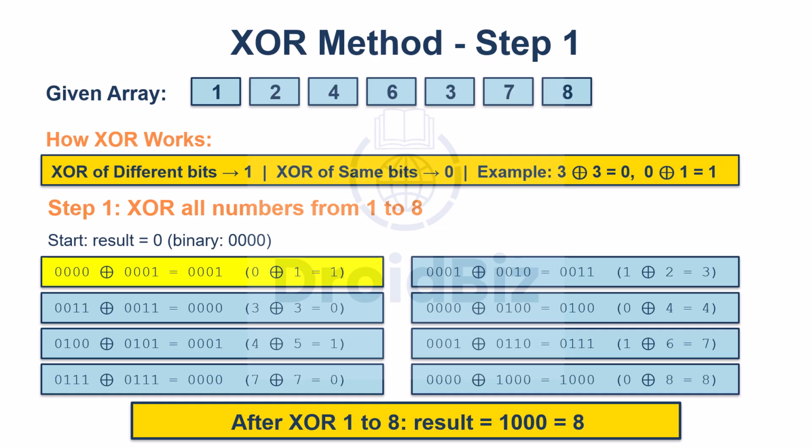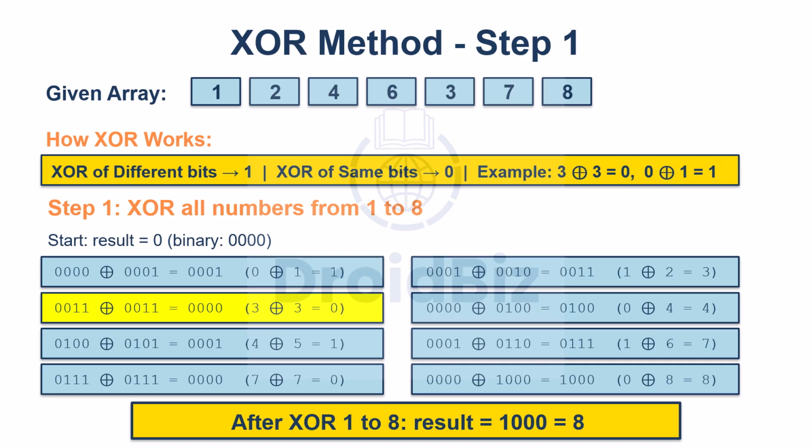First operation, 0, 0, 0, 0 XOR 0, 0, 0, 1, which is 0 XOR 1. The result is 0, 0, 0, 1, which equals 1 in decimal. Second, 0, 0, 0, 1 XOR 0, 0, 1, 0, which is 1 XOR 2, giving us 0, 0, 1, 1, which equals 3.